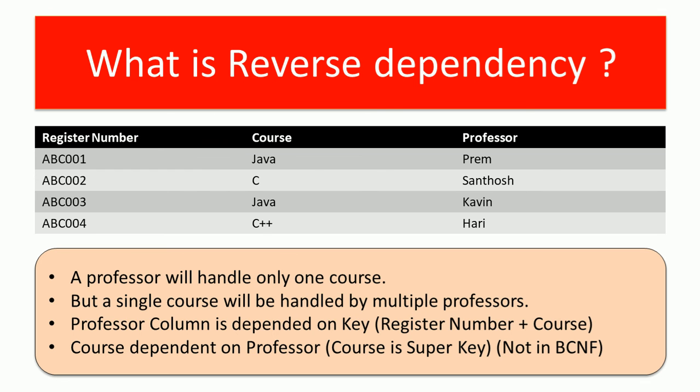So we have the primary key as a combination of register number and course. So course is a part of the primary key and hence it is a super key. This super key is dependent on professor because a professor will handle only one course, but a single course will be handled by multiple professors. So if I give a single course name, I cannot get a single professor name, hence multiple professor names will be written. But if I give a single professor name, I can get a single course name as a result. So this super key column course is dependent on the non-primary key column professor. So this is called reverse dependency.